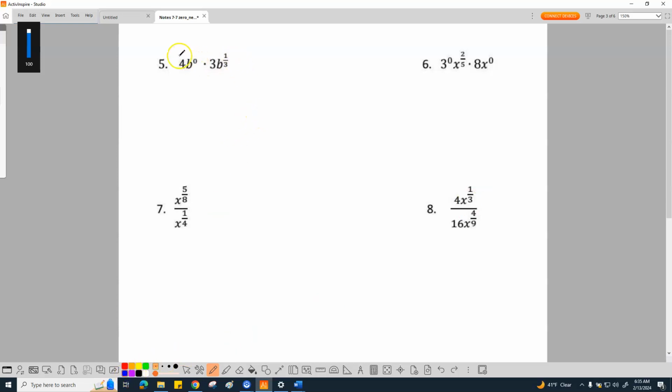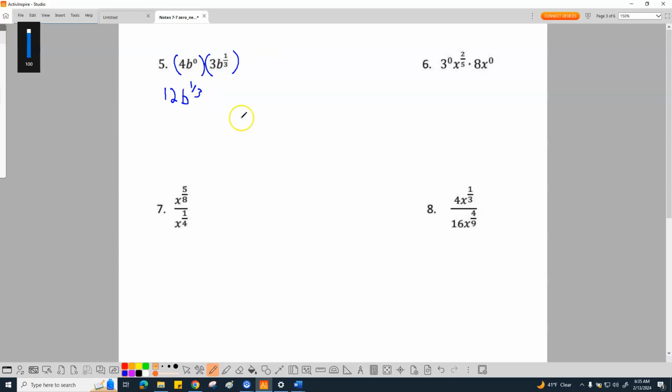This is number 5. It says 4 b to the 0 times 3b to the 1/3. So this is multiplying. So we're going to go 4 times 3, which is 12. And then you have to add the exponents. So we know we have a b. Here's the fun part. What's 0 plus 1/3? 0 plus 1/3 is just 1/3.